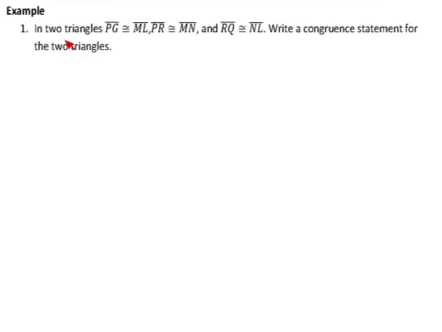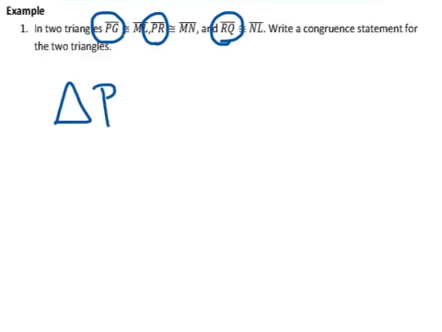It says, in two triangles, PG is congruent to ML, PR is congruent to MN, and RQ is congruent to NL. Let's write a congruence statement for the two triangles. So the first thing we need to do is identify the first triangle in any order that we choose. Since PG, PR, and RQ belong to one triangle, we'll name our first triangle using those vertices in any order that we choose. For now, let's just choose P, G, and R.